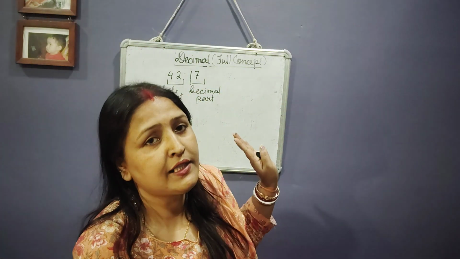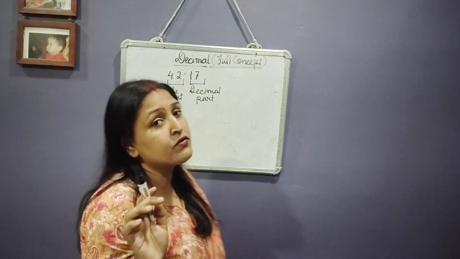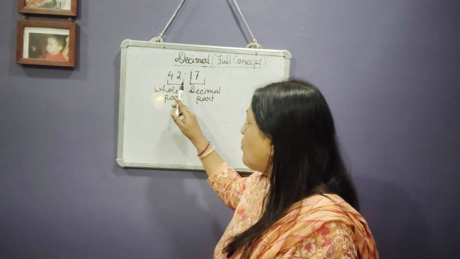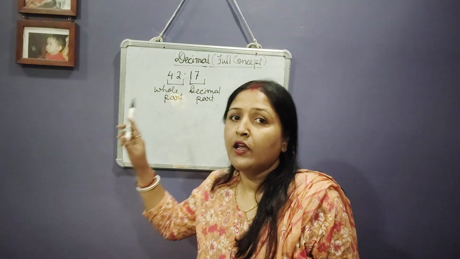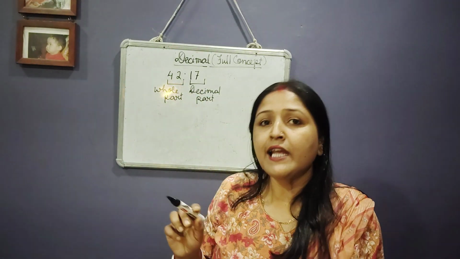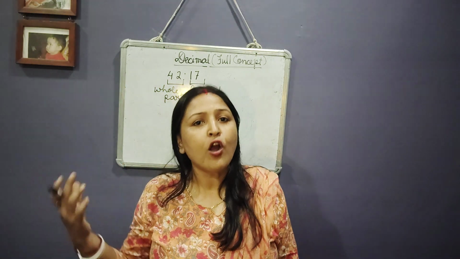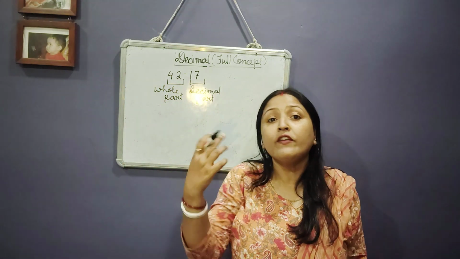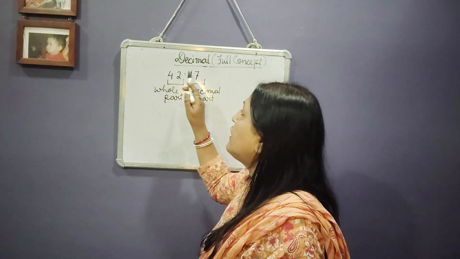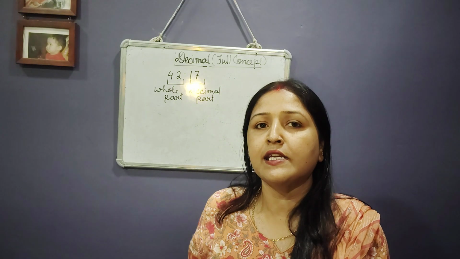So how to read this number? We can read this number as 42. Since 42 is a whole number, we will read it as 42 point 17. We should not read it as forty-two seventeen. If you read it like that, it is a wrong concept. It is a wrong way of reading decimals. So how to read this decimal part? Why 17? Now we will discuss this.